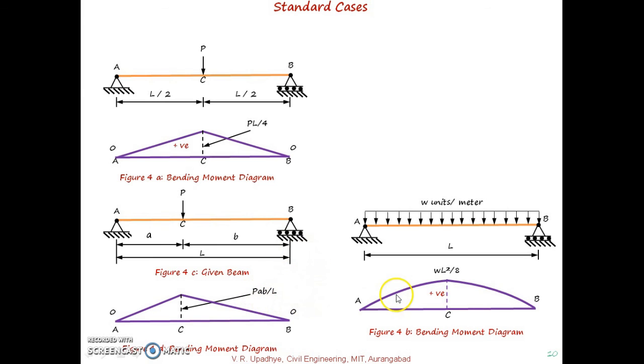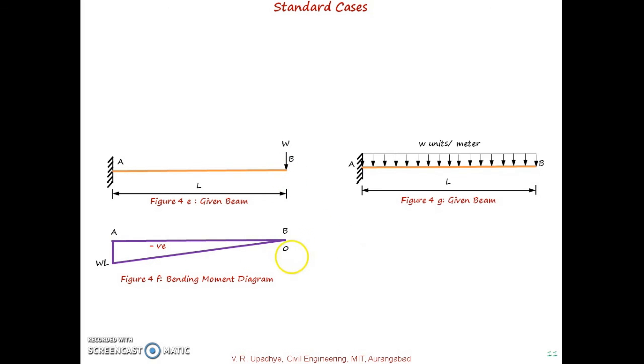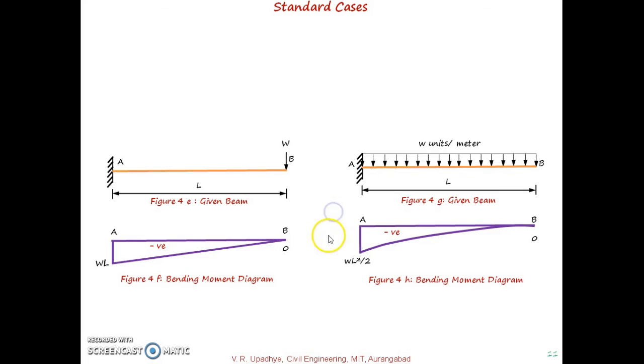So these are 3 cases. In a cantilever beam, if it is subjected to a point load at the free end, then the maximum bending moment will be at the fixed support, and the value will be W into L. That is in case of a point load acting at the free end. And in case of a cantilever beam subjected to UDL throughout, at the fixed support the maximum bending moment will be WL square divided by 2.